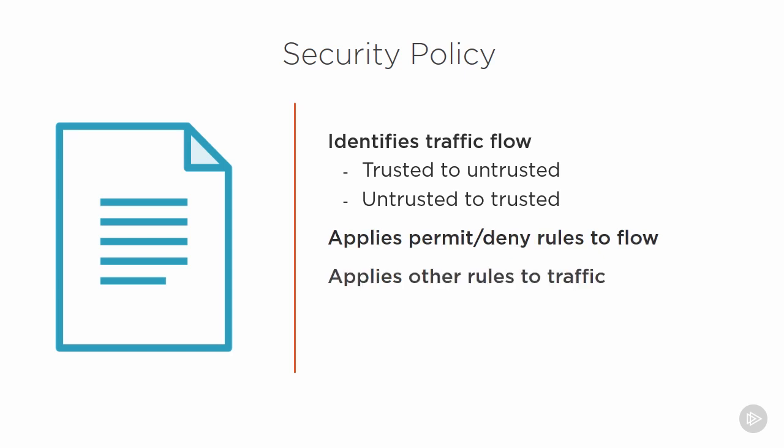We can apply other rules to traffic as well, like network address translation, which we'll talk about in the second module of this course. Also, difficult traffic like FTP and H323 traffic. We may have to apply some rules to that, and we'll briefly talk about how we apply those rules in a separate module in this course as well.